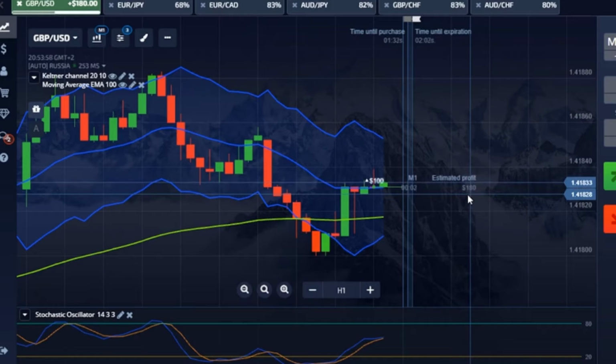The lower Keltner channel line should be moving upward. When it is moving upward, it's good because you can know that the market would not continue falling below the lower line of the Keltner channel indicator.